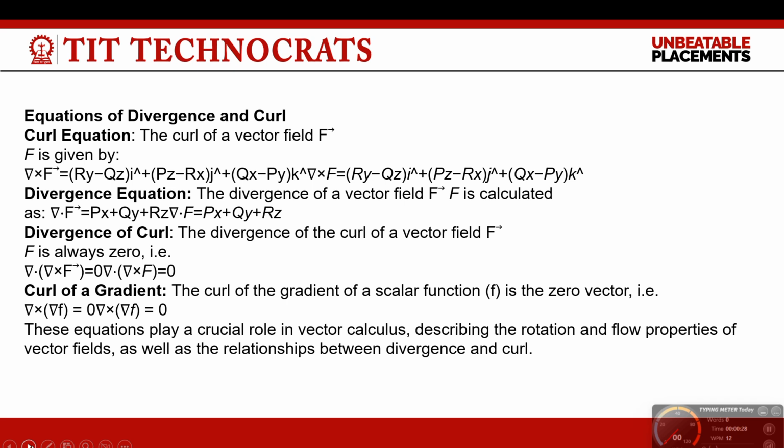Now the divergence of curl, this expression del dot del cross F, is always 0, and the curl of gradient, del cross del F, is also 0. These equations play a crucial role in vector calculus, describing the rotation and flow properties of a vector field, as well as the relationship between divergence and curl.